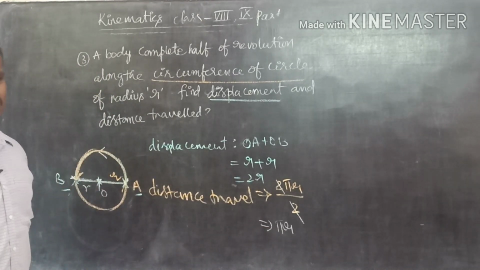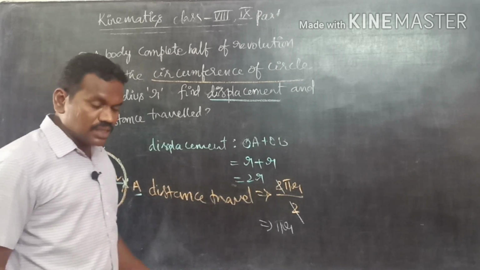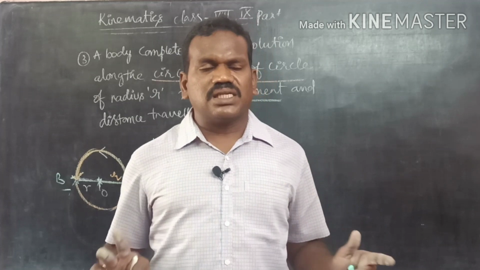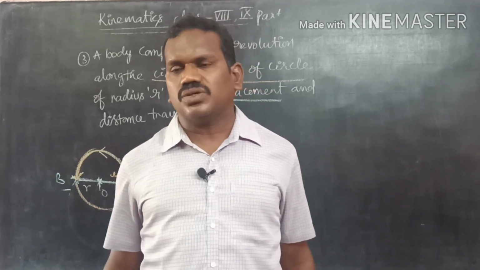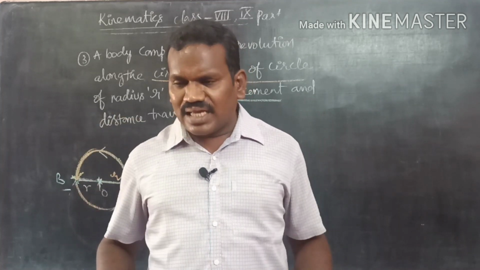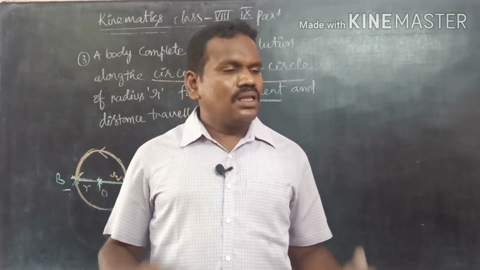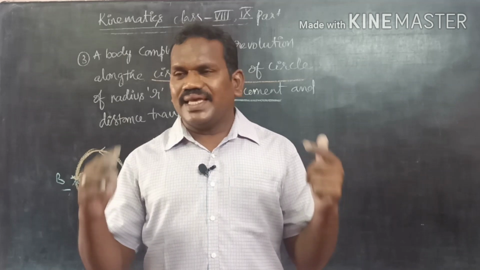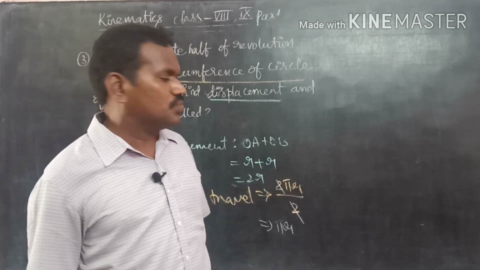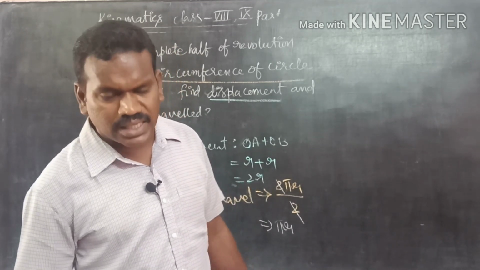From all these examples we can conclude that displacement sometimes becomes 0, but the distance traveled does not become 0. Displacement is sometimes less than the distance traveled. Displacement will be less than the distance traveled. These are the conclusions we have drawn till now from these examples.